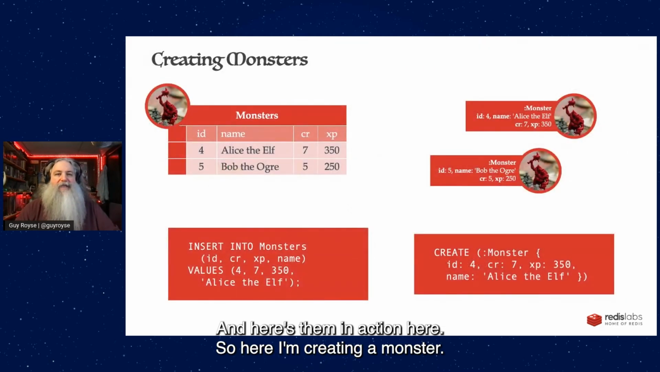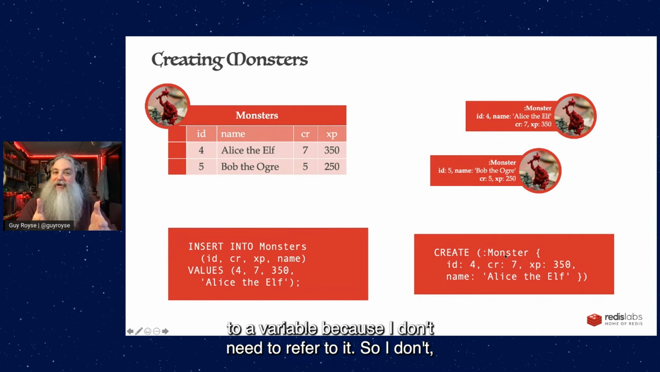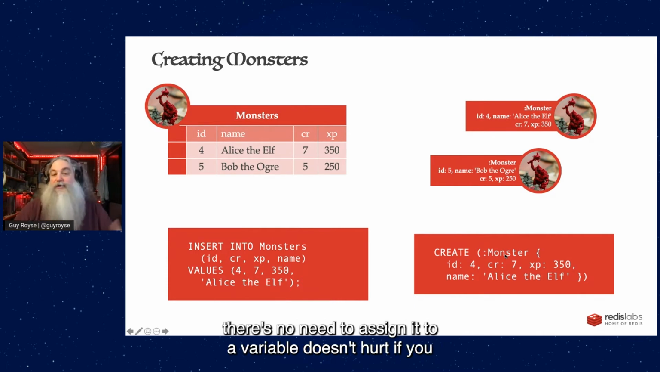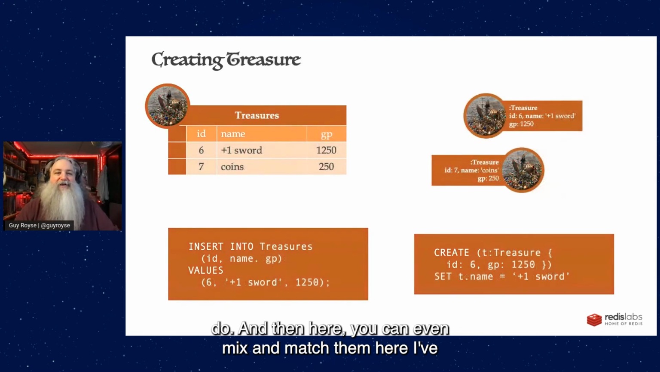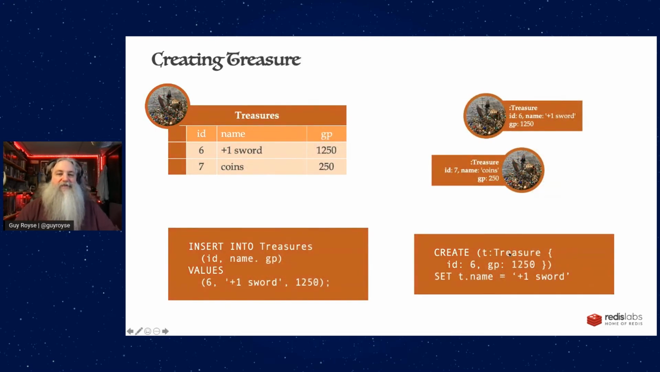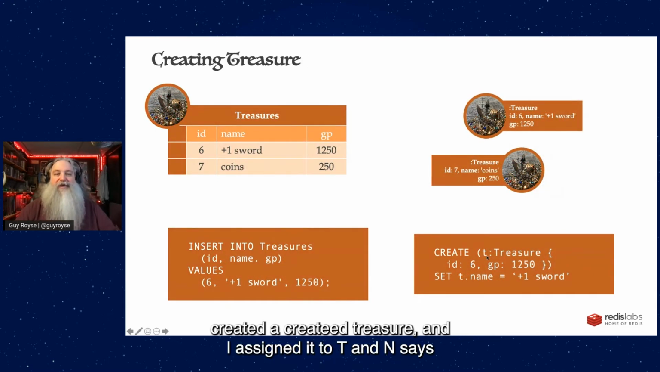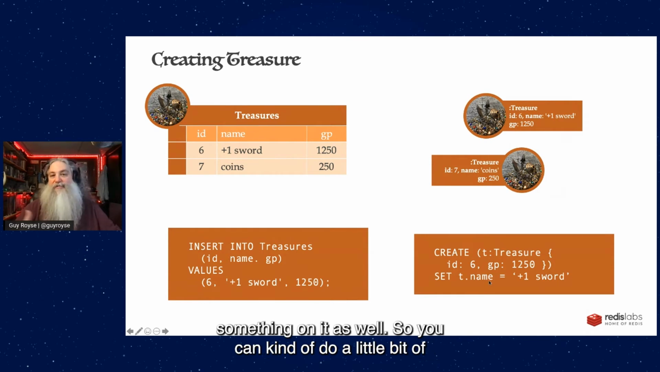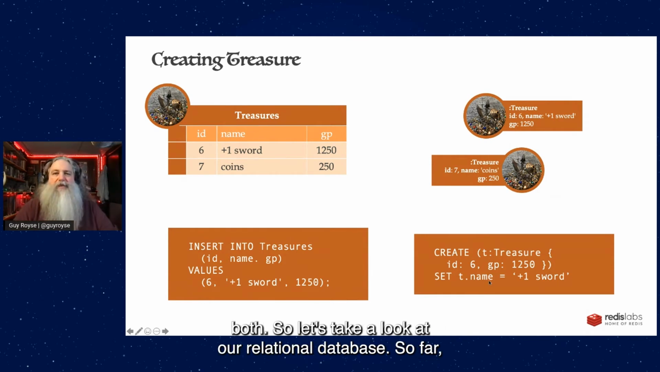And here's them in action. So here I'm creating a monster, and you can see here I do :monster. I don't assign it to a variable because I don't need to refer to it. So there's no need to assign it to a variable. Doesn't hurt if you do. And then here you can even mix and match them. Here I've created a treasure, and I assign it to T and then set something on it as well. So you can kind of do a little bit of both.